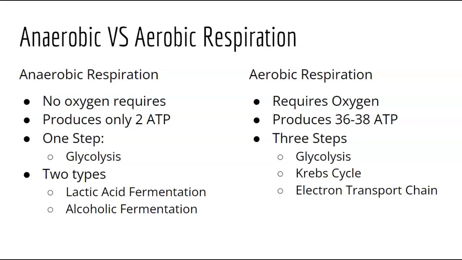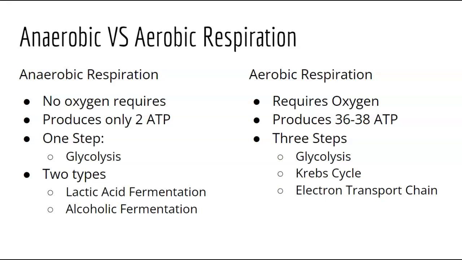So let's do a quick recap. Anaerobic respiration: no oxygen required, produces only 2 ATP total, only has 1 step, but there are 2 types, lactic acid or alcoholic fermentation. Whereas aerobic respiration does require oxygen, it produces 36 to 38 ATP. That's a lot more, right? So it is very obvious that having oxygen in cellular respiration, doing aerobic respiration, produces more ATP. It is more beneficial to do aerobic respiration strictly from an energy gain standpoint.